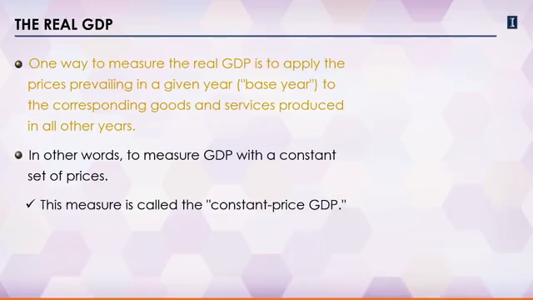This measure is called constant price GDP and is commonly used to control for inflation and come up with an estimate of real GDP. It's not a perfect measure of real GDP. As we will see later on, it has problems, but it's an indicator. It's an approximate measure of real GDP.